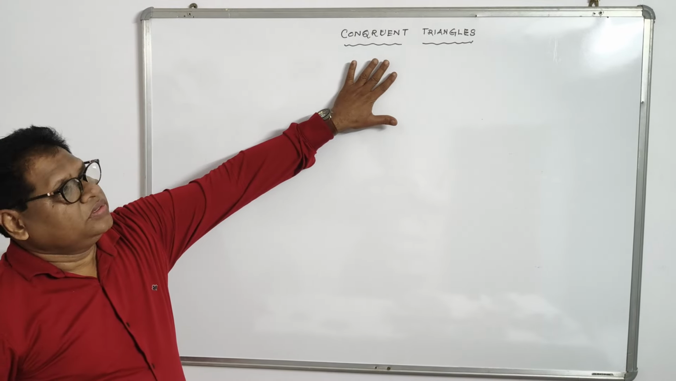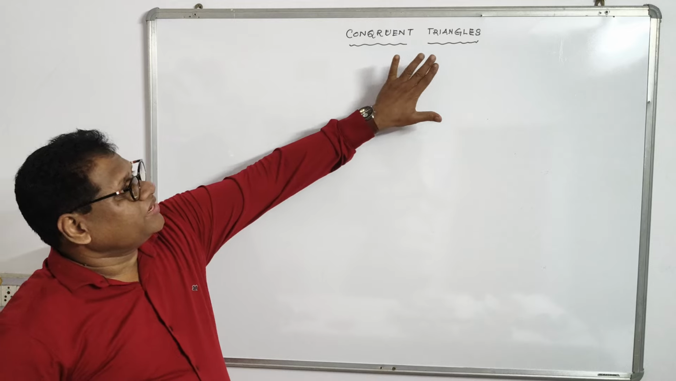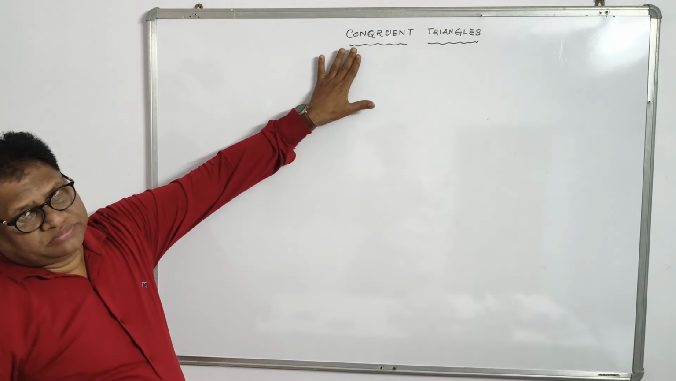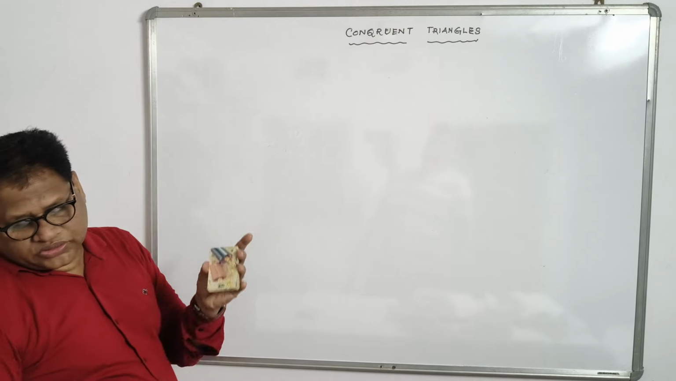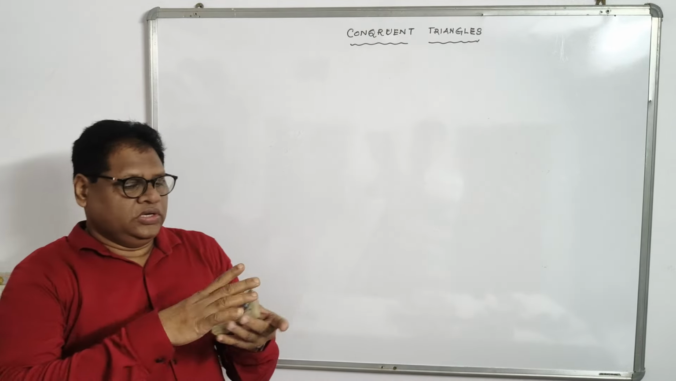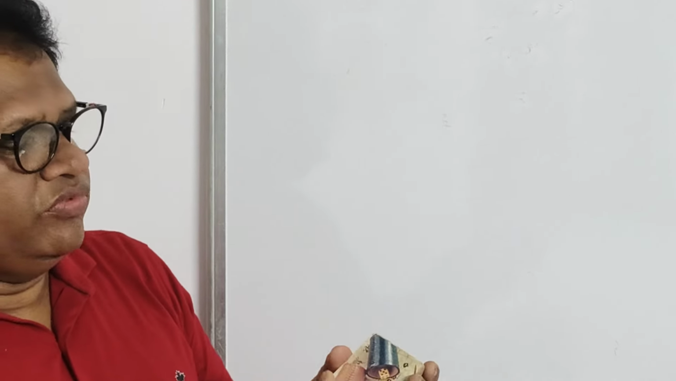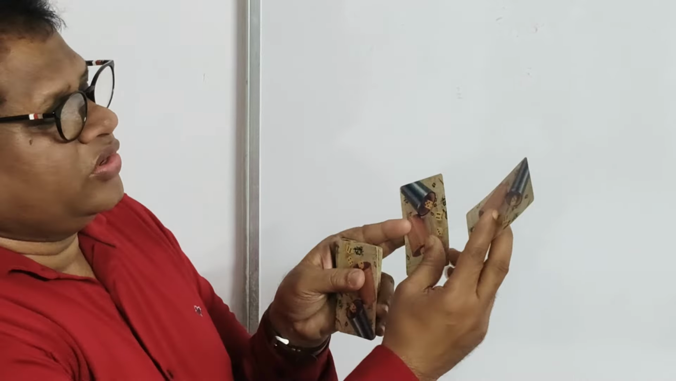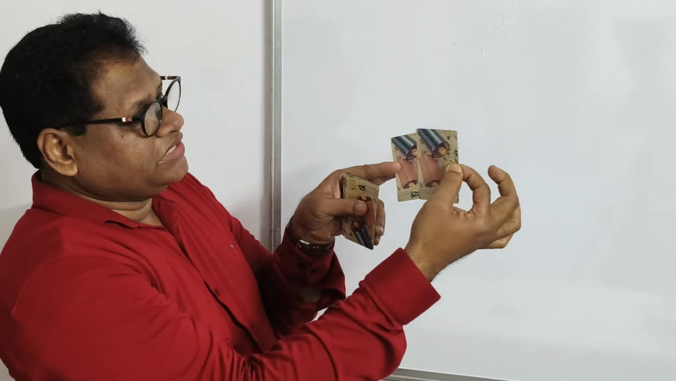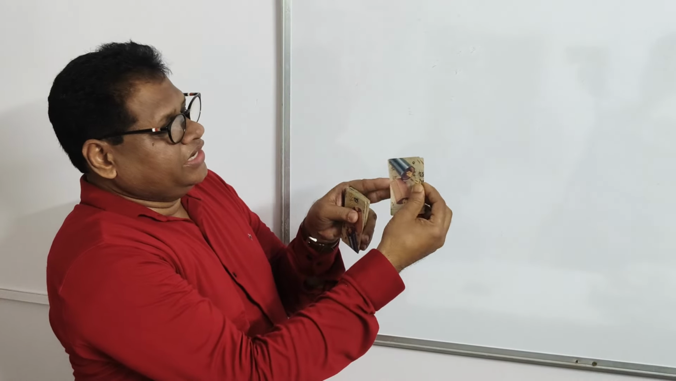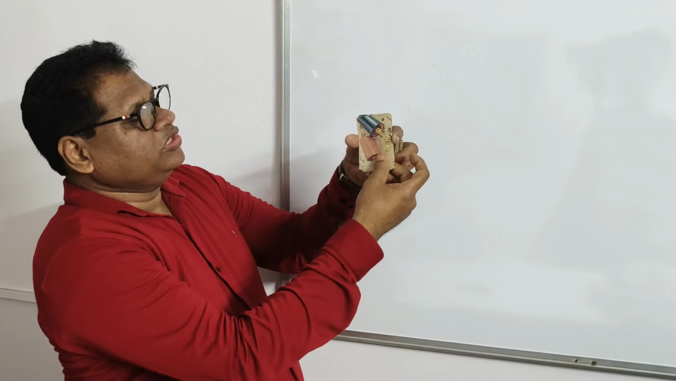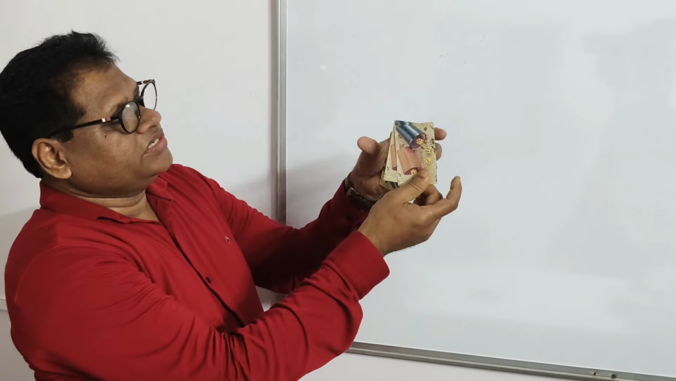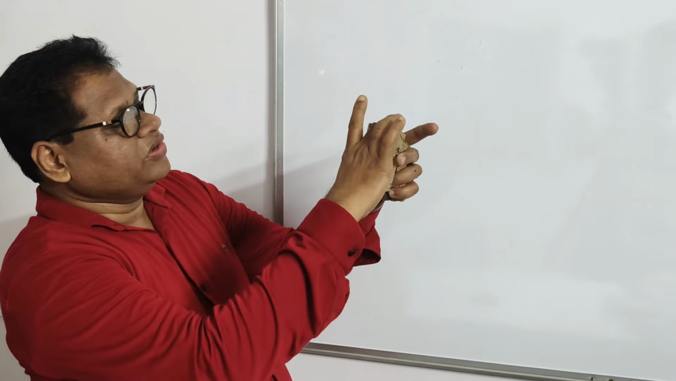Congruent triangles means the triangles which are equal in all respects. Now, here I have a set of playing cards. You can see each and every card is congruent to the second one. So if this card and this card are taken, they are congruent to each other. If I place one card over the other, it completely coincides like this. So both the figures, first and second, are said to be congruent. That means they are equal in all respects.